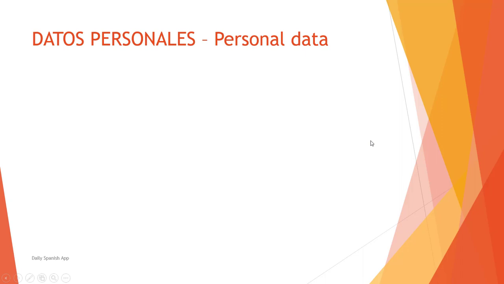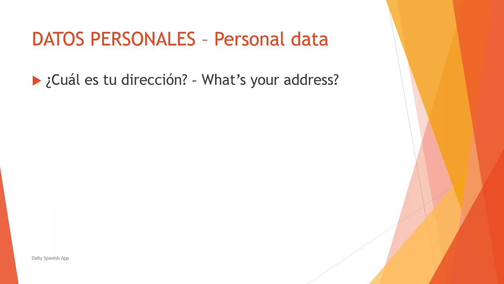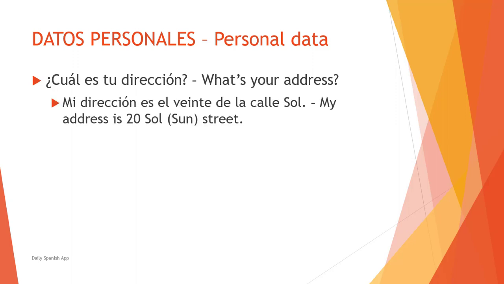In the next one, we can see some personal data where we use numbers. Datos personales. ¿Cuál es tu dirección? Is our first question in this topic. What's your address? Mi dirección es el 20 de la calle Sol. My address is 20 Sol Sun Street. Okay? Sol is sun. Sol.